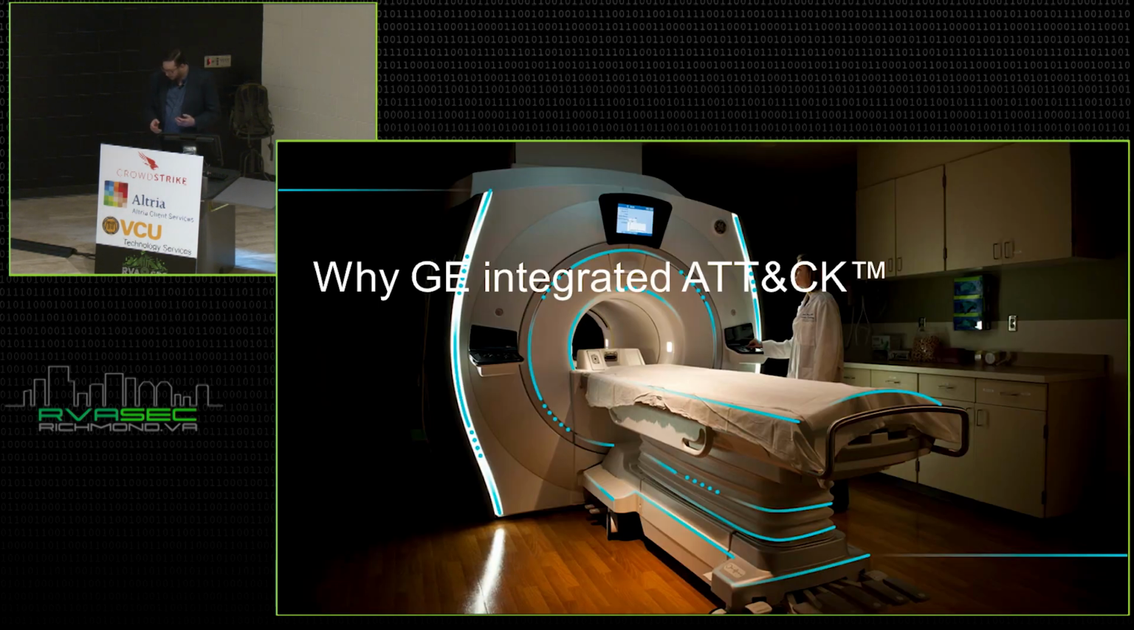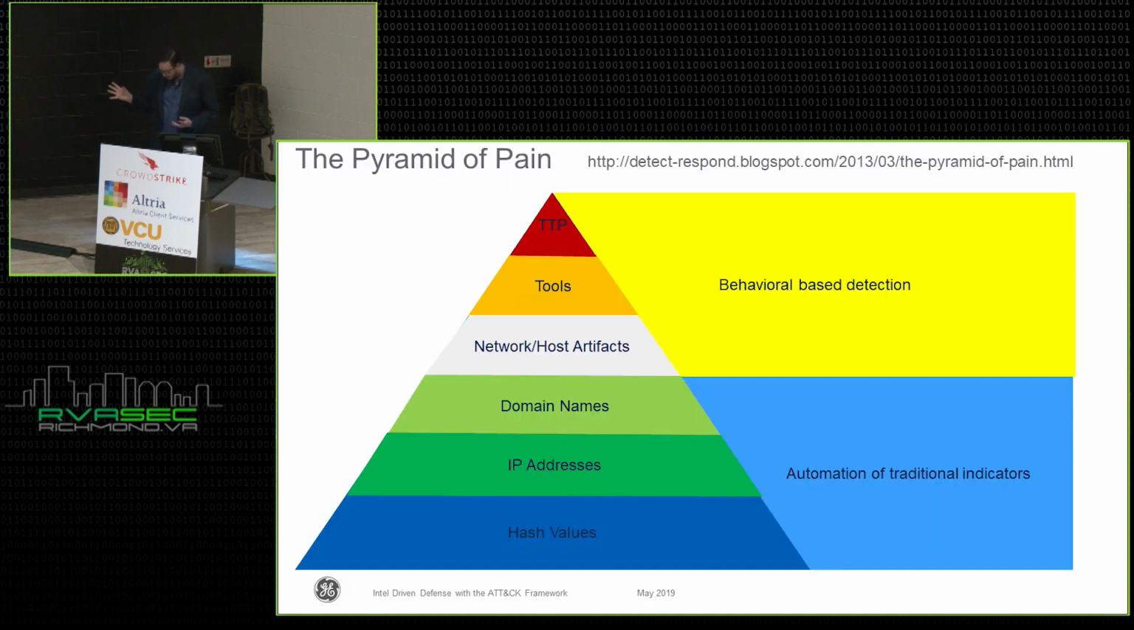So I'll explain how we use the attack framework a little bit later. But first I want to go into why we decided to integrate this into our operations. So this is the pyramid of pain, and it's a representation of the difficulty required in detecting these categories and the level of difficulty it also takes for an attacker to change them. So at the bottom here, the hash, the IP address, the domain names, they're easy to detect, and they're equally as easy for an attacker to change from one campaign to another.